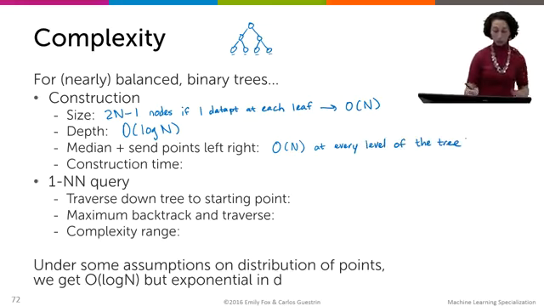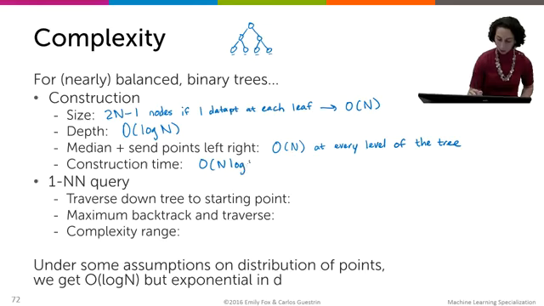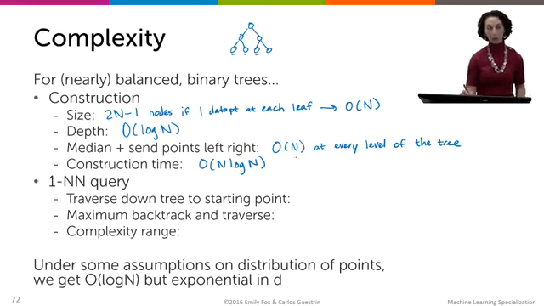So together, the construction time would be order n log n, because I have an order n operation at each of on the order of log n levels of the tree. Okay, so that's our construction time. But now we have to think about the complexity of doing our nearest neighbor query and see if we get gains that offset the cost of constructing this tree.